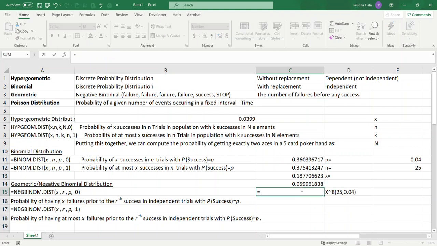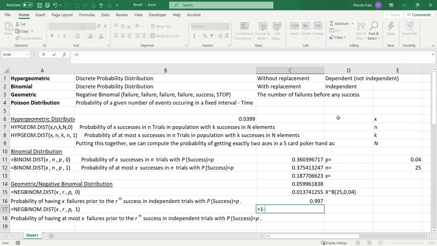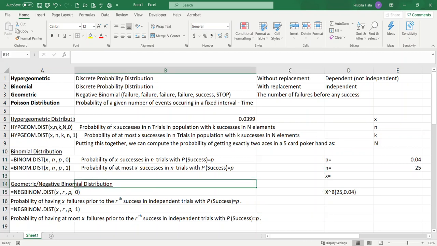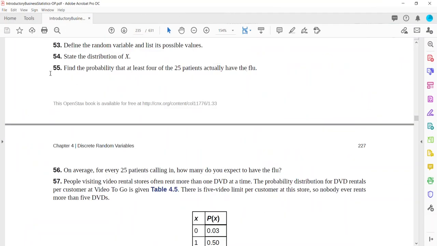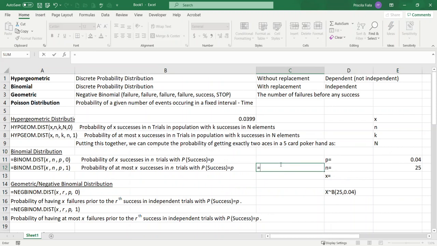at least 4, so equals 4. Okay, so if you sum all that, and now you're going to do 1 minus this value. Find the probability, so I'll make it bigger here. So find the probability that at least four of the patients actually have the flu. So at least four, so you want to count 1, 2, 3, 4, correct? So why don't we go ahead and do right here, use at most. So we're going to do 1 minus the most, which is 4, correct?